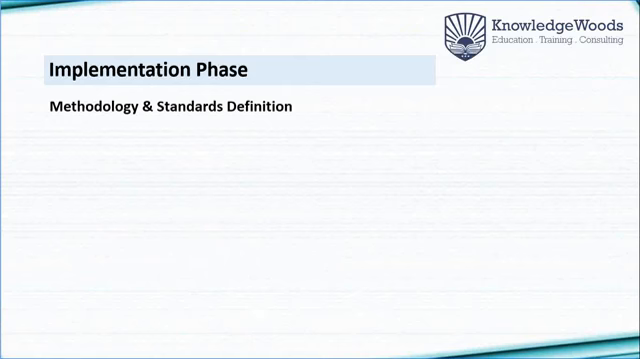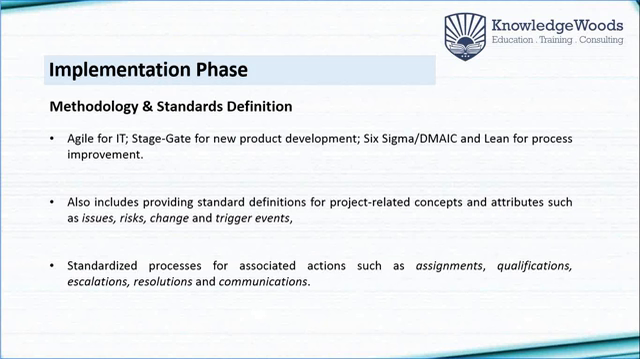Then comes one of the important aspects of the implementation phase: the methodology and standard definition. What do you mean by this? This basically means that you define your execution methodologies. The PMO should always define their execution methodologies through which they are going to provide training, coaching, mentoring, tools and templates. Like if I talk about IT projects, Agile could be used. If I talk about new product development, Stage Gate should be used. If I talk about process improvement, Six Sigma could be used.